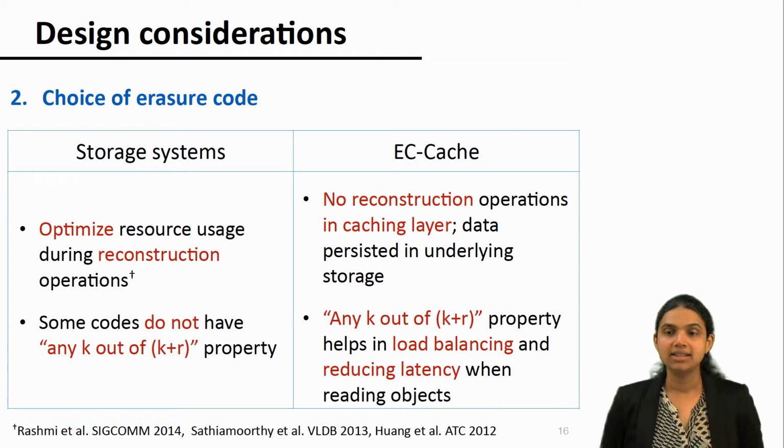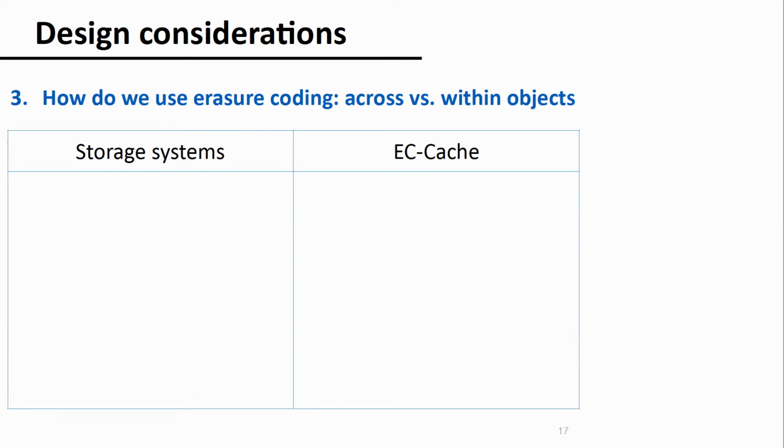On the other hand, EC cache is a caching layer, and there are no reconstruction operations in this layer as data is persisted in the underlying storage layer. However, it is critical that the code possess the any-k-out-of-(k+r) property, which helps in load balancing and reducing latencies when serving read requests.